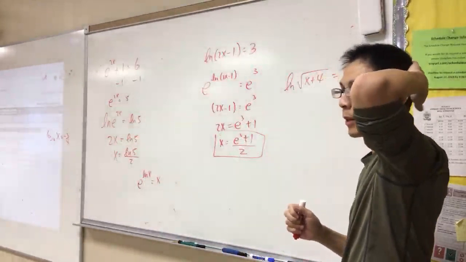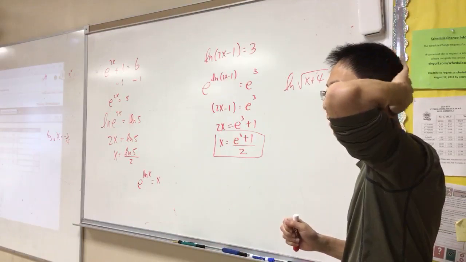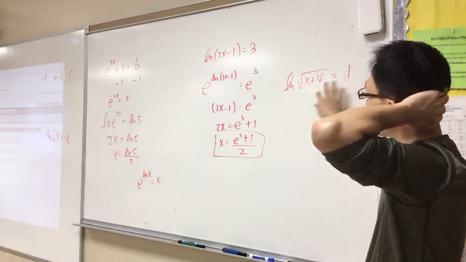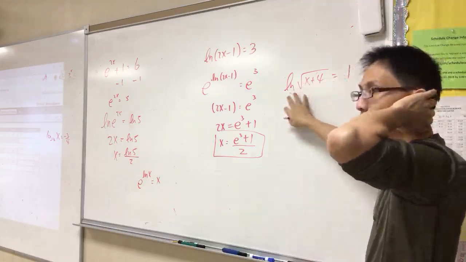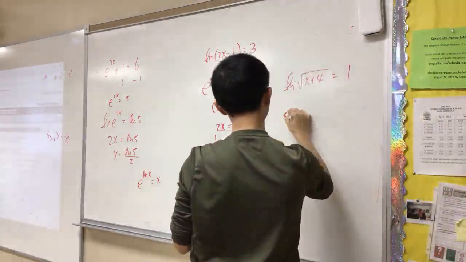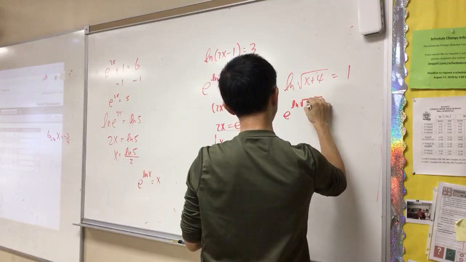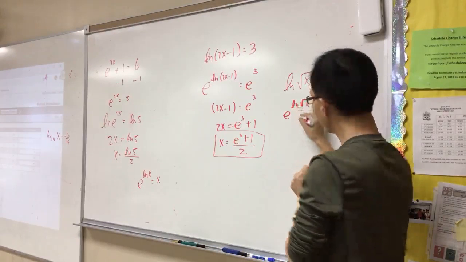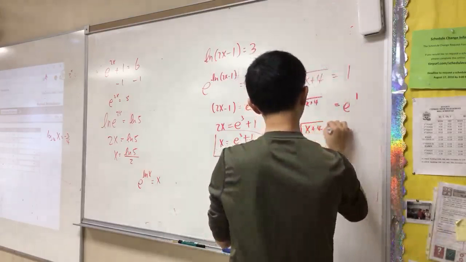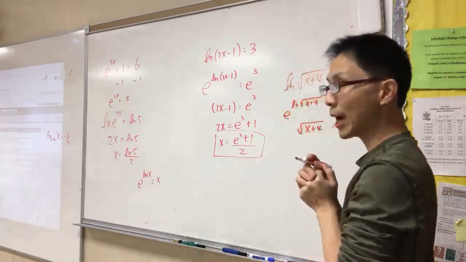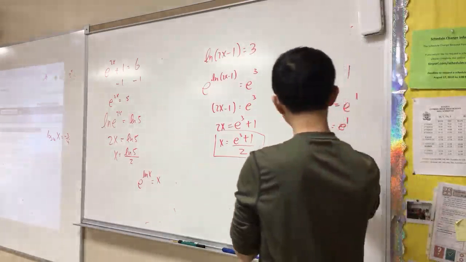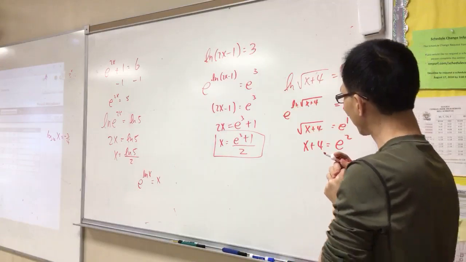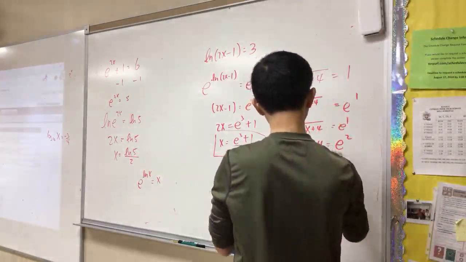So the quicker way is to think about properties, and there's more than one way to solve this problem. I'll show you two different ways to approach it. This problem is equal to 1. I can get rid of natural log, right? How do I do that? E. Okay, so e to the natural log square root of x plus 4 is equal to e to the 1. E and natural log cancel, right? So that's square root of x plus 4 equal to e to the 1. I must square both sides. So that's going to be x plus 4 is equal to e squared, and x equal to e squared minus 4.